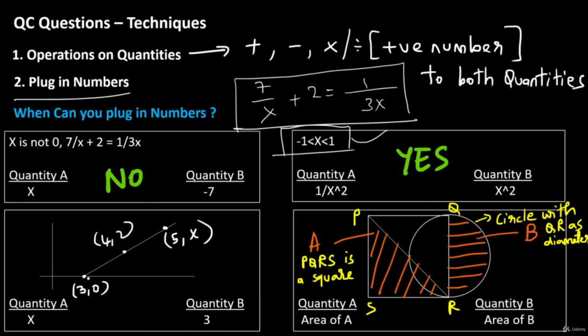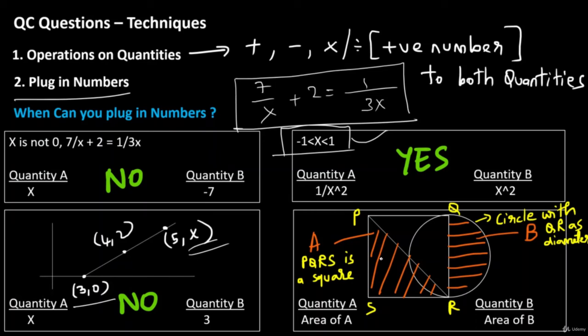You have a point over here which is 3, 0. You have a point on this line which is 4, 2 and you have one more point on the same line which is 5, x. Now quantity A is x and quantity B is 3, right? Now in this case you cannot plug in numbers, right? You have to find the value of x and then establish whether quantity A or B is greater, right? You cannot do it because the slope of this line is fixed, right?